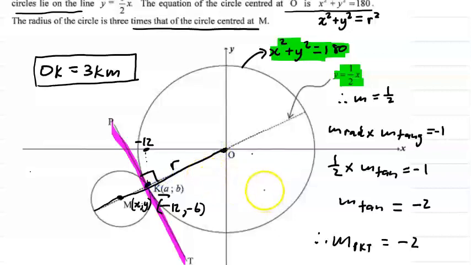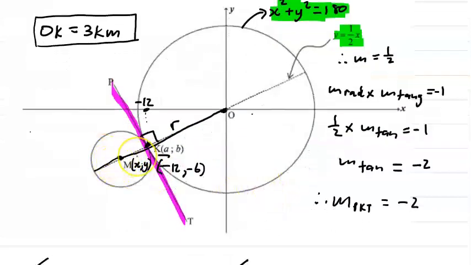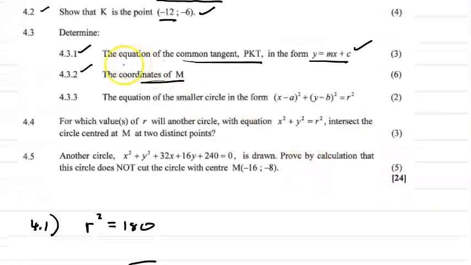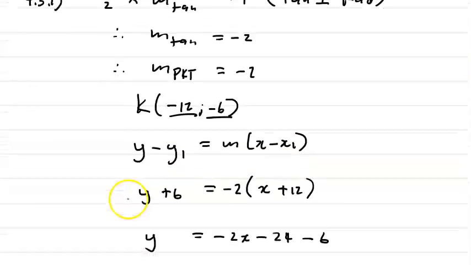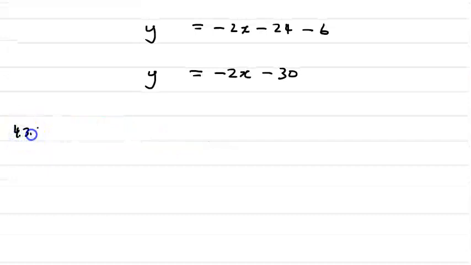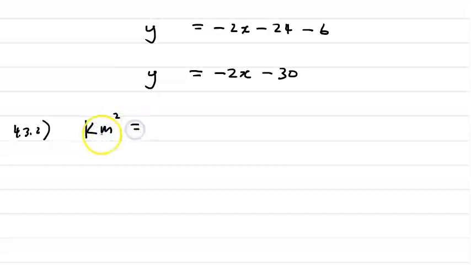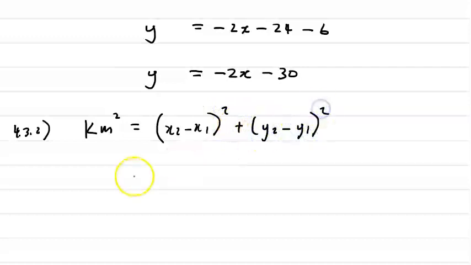So what does this mean? Well, it means that we will have an equation formulated from the distance formula, and we have a straight line equation. Therefore, we can work out the coordinates of M using simultaneous equations. So let's go and write that down. So for 4.3.2, KM squared, remember, the distance formula, will be (x2 minus x1) squared plus (y2 minus y1) all squared.